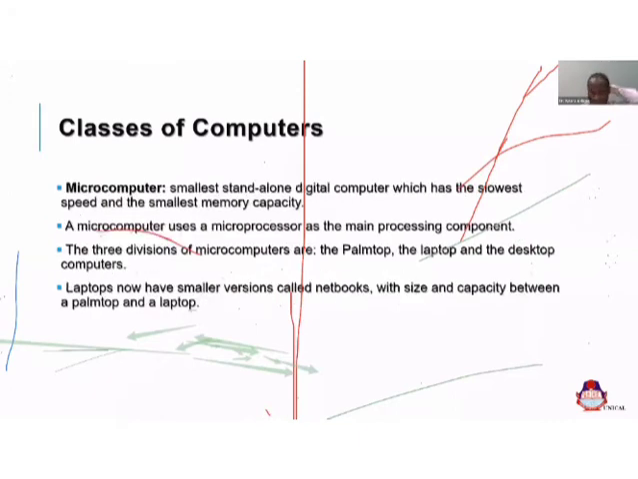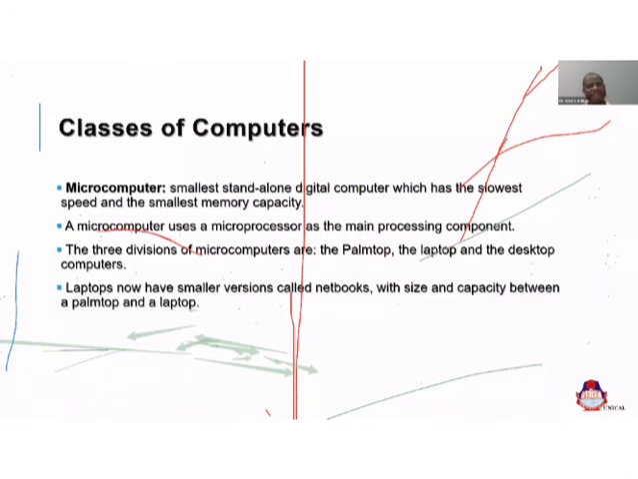Now we look at the second class of computers, and each class has a slightly faster speed and bigger size. We are now looking at microcomputers. Remember that the biggest advent of computer technology was during the 4th generation computers, which was the advent of the microprocessor. A microcomputer is a computer whose main processing capability is placed inside a microprocessor. And that is how the name was derived, microcomputer.